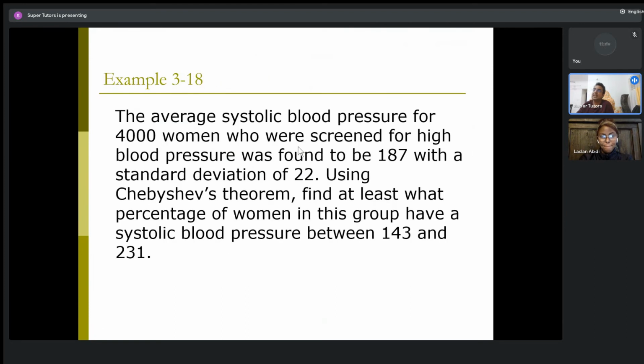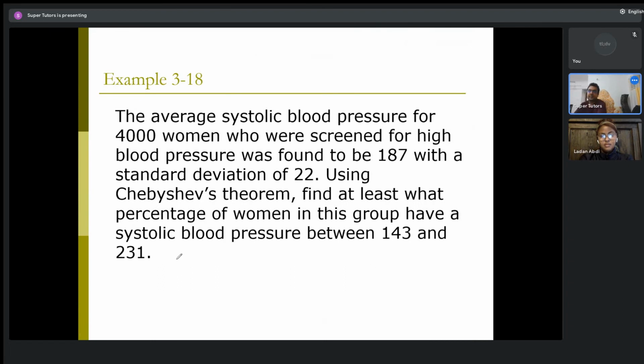So let's see another variation of a problem using Chebyshev's theorem. The average systolic blood pressure for 4,000 women who were screened for high blood pressure was found to be 187 with a standard deviation of 22. Using Chebyshev's theorem, find at least what percentage of women in this group have a systolic blood pressure between 143 and 231.